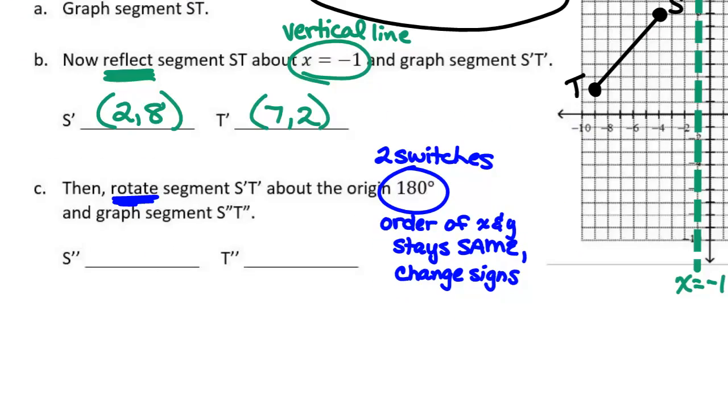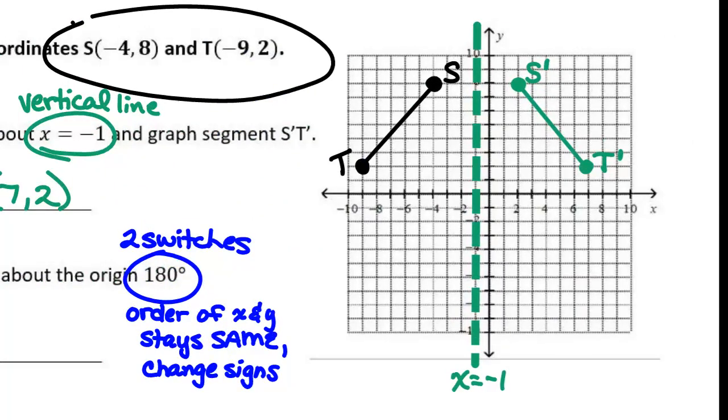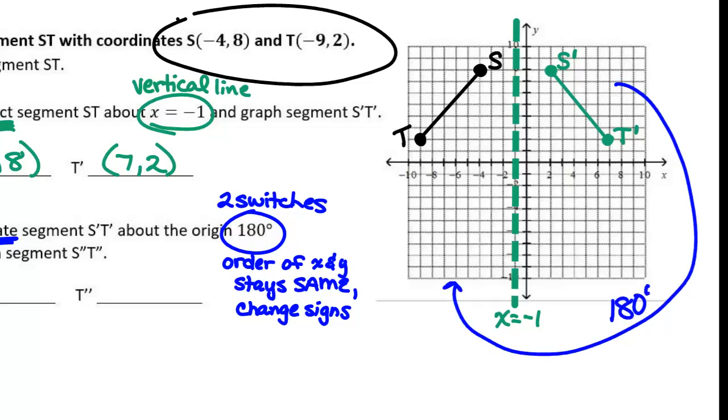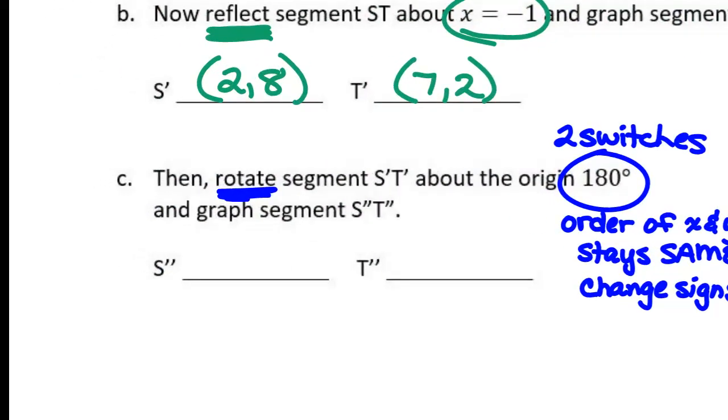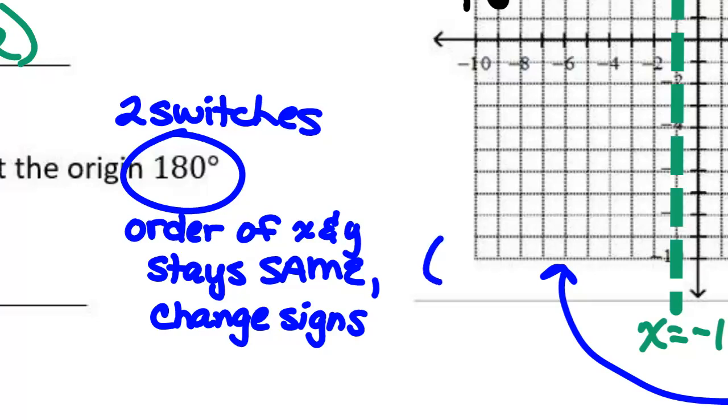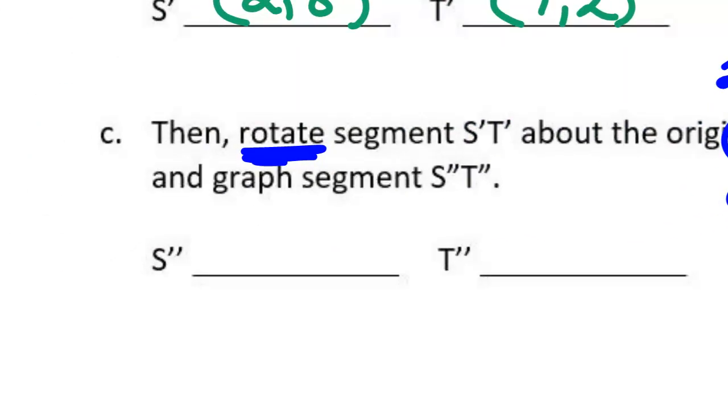If I go 180 degrees, where will that green line segment rotate to? Which quadrant will S prime T prime rotate into if I go 180 degrees? Quadrant 3. We're going to come right down here. Order of X and Y stays the same. We have to look at our signs, though. Careful, we're in quadrant 3. Negative, negative, there we go. Negative X, negative Y. So where would S prime be?